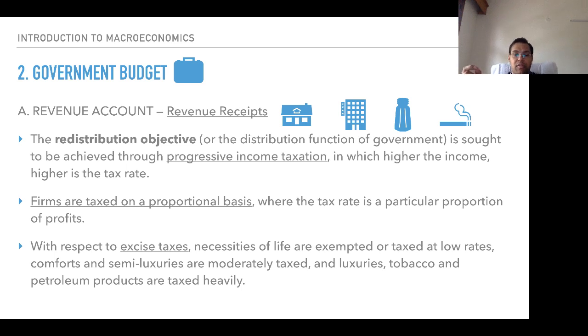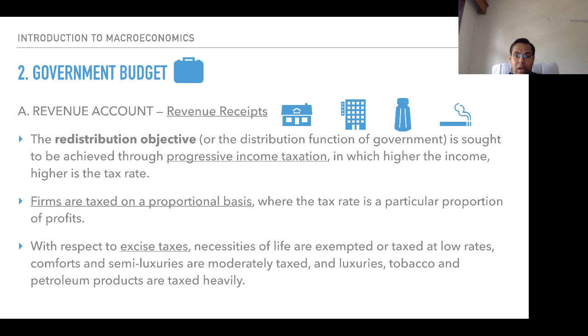The distribution function of government is sought to be achieved through progressive income tax, in which the higher the income, the higher the tax rate. That is understood through the redistribution objective. Firms are taxed on a proportional basis, where the tax rate is a particular proportion of profits. This is supposed to be understood.